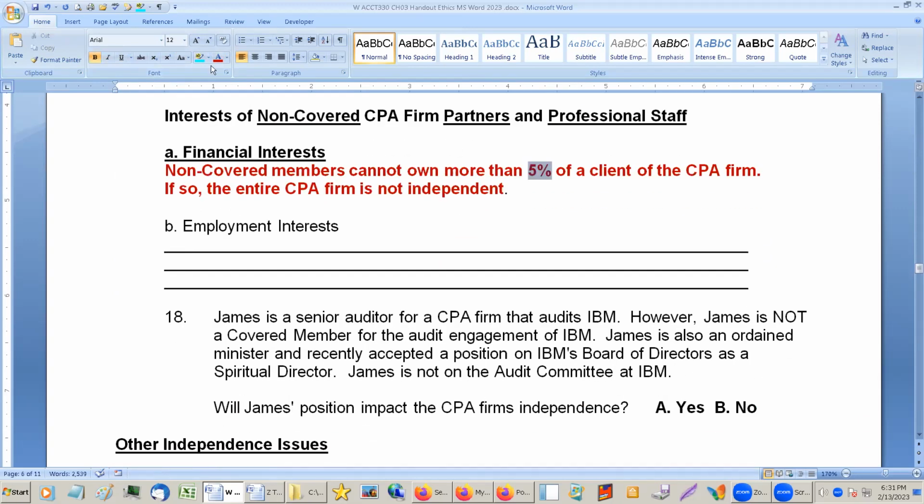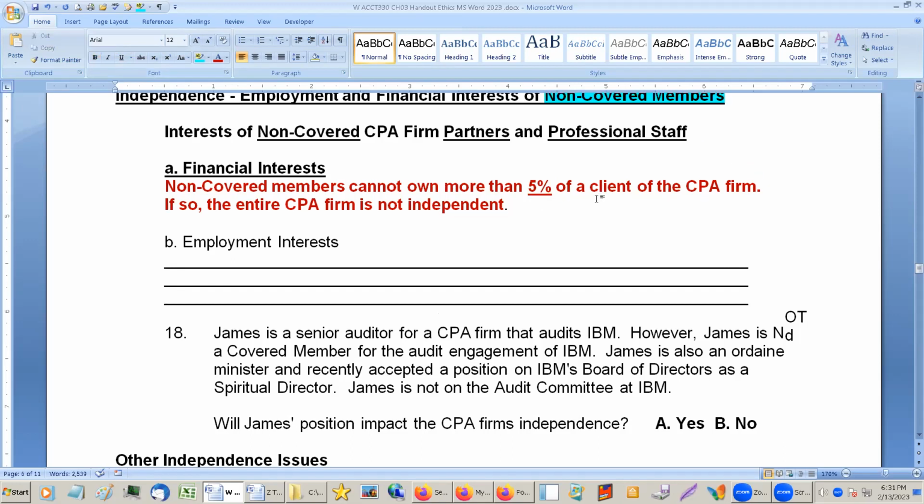You can't own more than 5% of a client of the CPA firm. And the whole CPA firm is not independent if there is somebody that owns 5% or more. Or more, I think it's more than 5%.